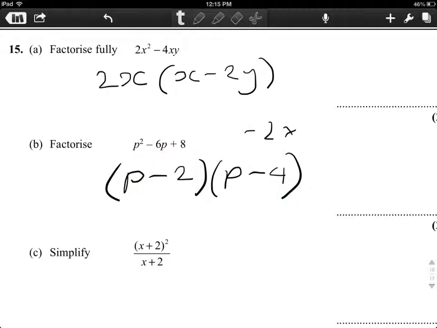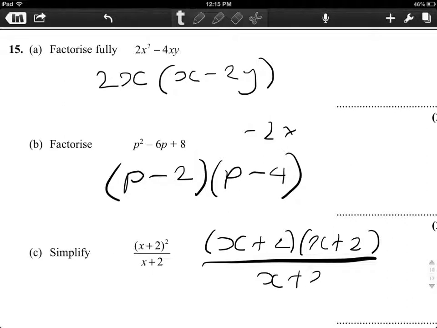Now if you write this out fully, x plus 2 times x plus 2 divided by x plus 2, so we can cancel out one of the x plus 2's, leaving the answer as x plus 2, and that's your answer.